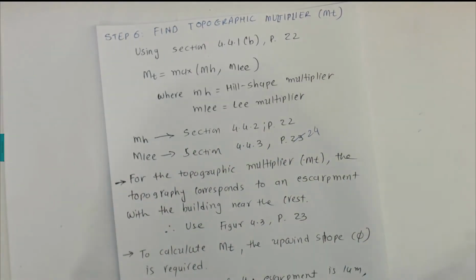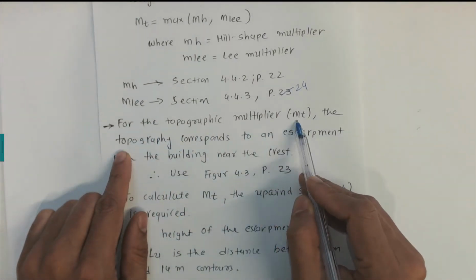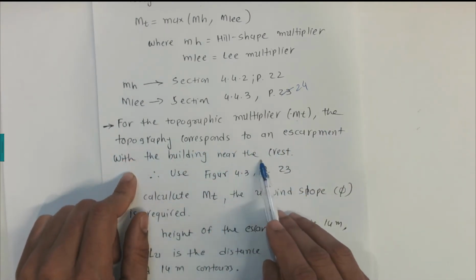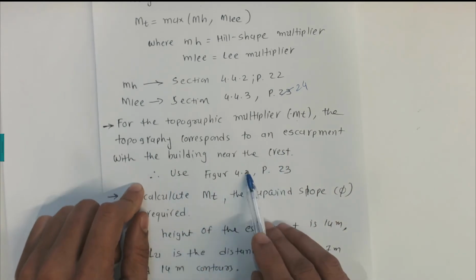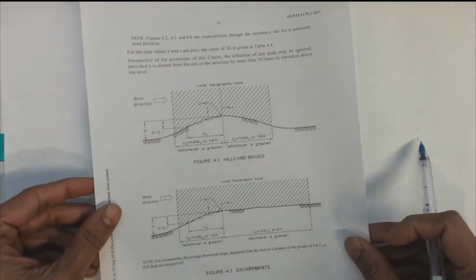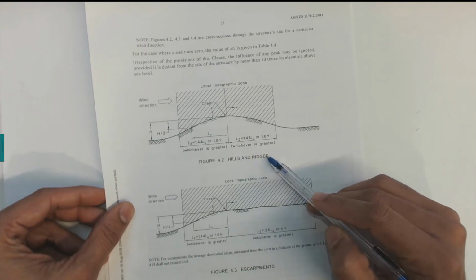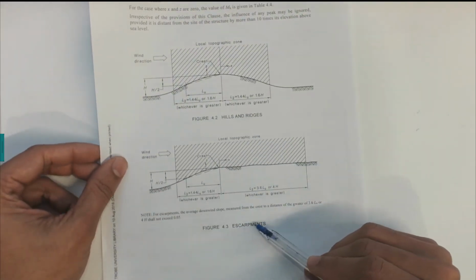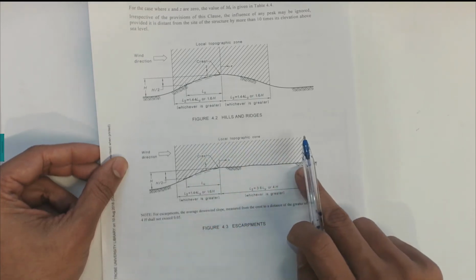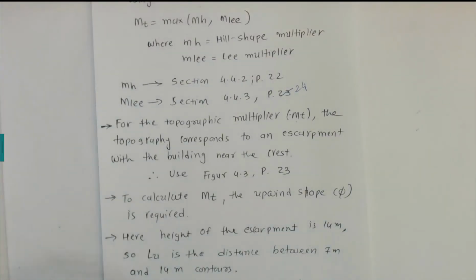To calculate this, we need some basic information, and some of it is given here. For the topographic multiplier Mt, the topography corresponds to an S-curve with the buildings near the case. Use figure 4.3 on page number 23. In our scenario, there are two figures on page number 23. One is for buildings on hills and ridges, and the second is the escarpment case. Our building is on the escarpment. I can show how it is on the escarpment in a minute.